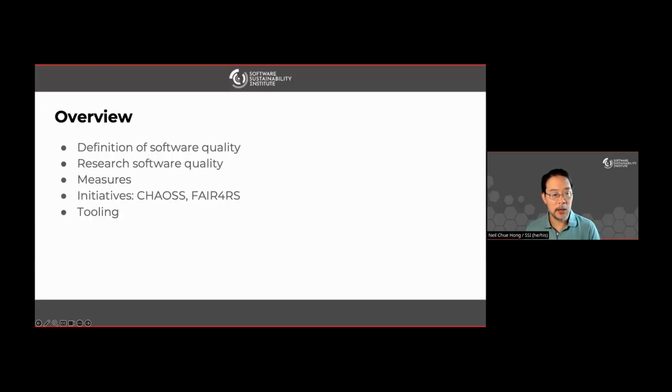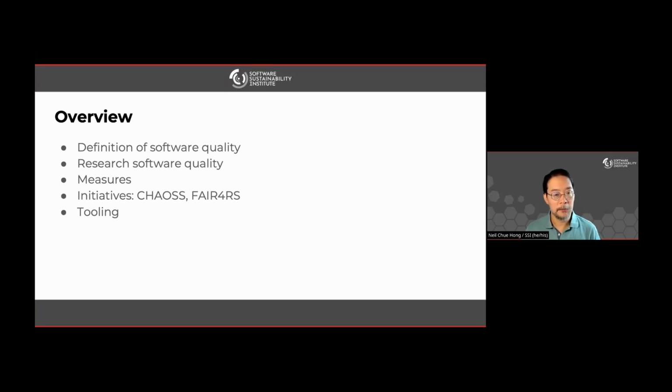So in this talk, I'm going to go through 5 different things. Firstly, I'm going to talk a little bit about the definition of software quality itself. Then I'm going to consider what that means in terms of applying software quality definitions to research software. I'm going to go on and talk about some of the different ways that we might measure research software quality. And then finally, I'm going to finish off by talking about some of the different initiatives like HAOS and FAIR4RS software that are aiming to look at how we assess different aspects of research software quality, as well as looking at some of the tooling that's starting to become available.